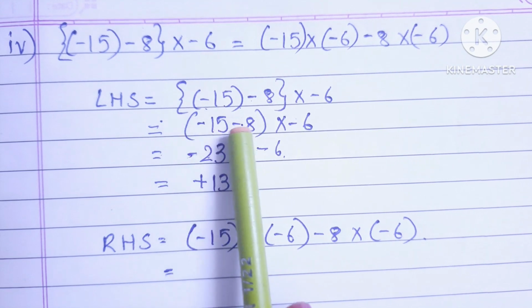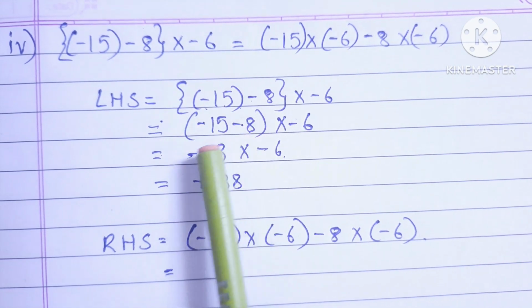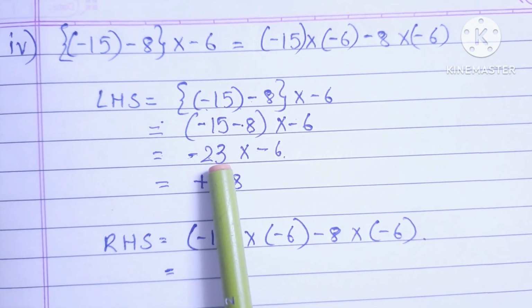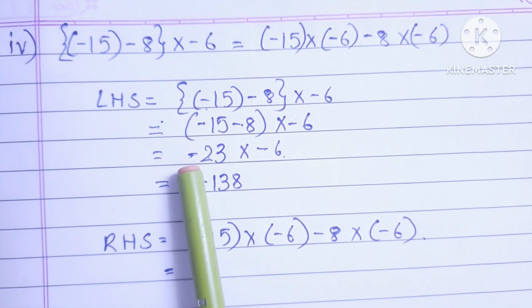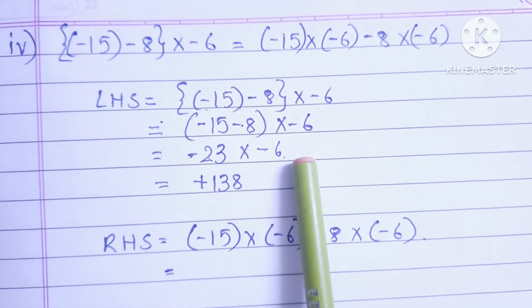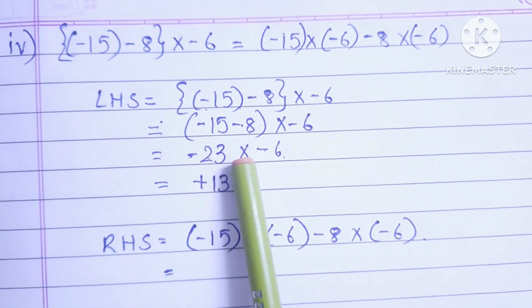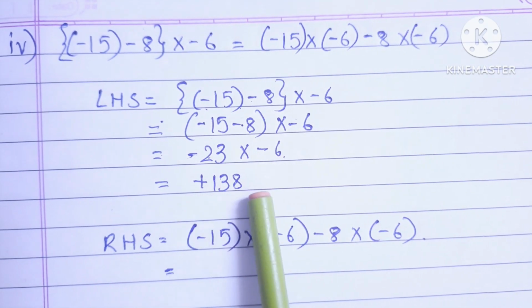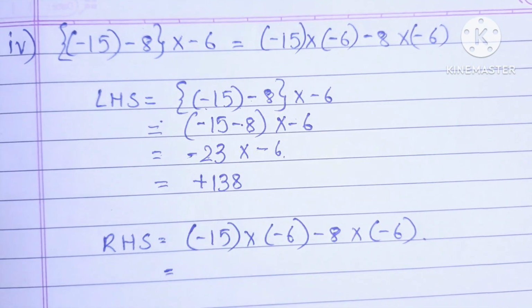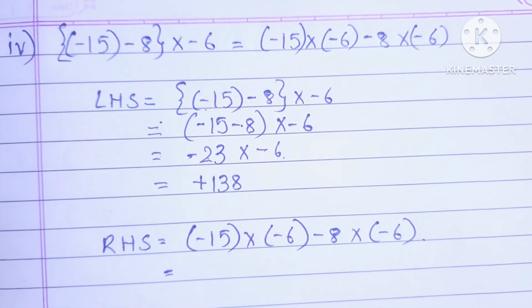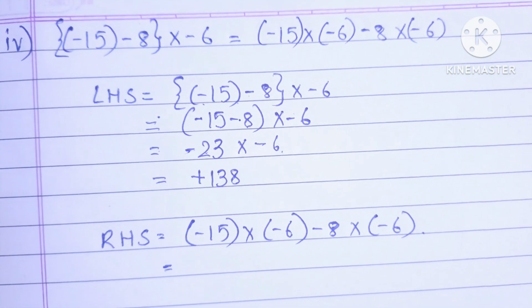If we see minus 15 minus 8, so minus plus. 15 plus 8 gives me 23, and put the sign of the greater number, that is minus, multiplied by minus 6. So minus 23 into minus 6 gives me 138, and minus changes to plus when multiplied. So this is the answer for my left hand side.